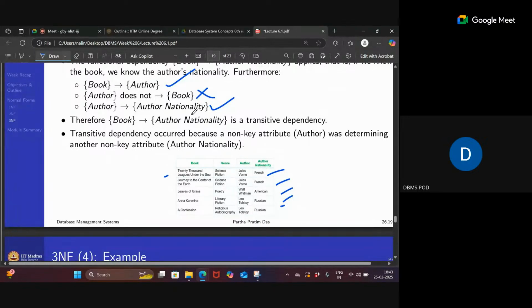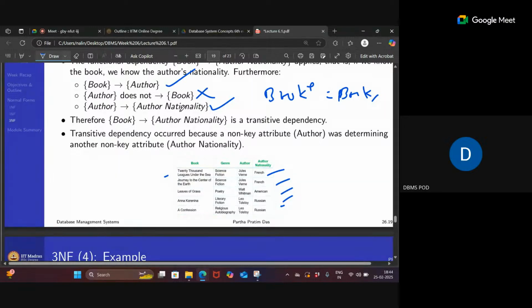So what is the primary key of our table? Book is the primary key, right? Book determines author and author determines the nationality. If we take the book closure, we will get book, author and author nationality. So book is the primary key of our table. Are you following, everyone? If you have any doubt, please ask. Following, right? Yes, ma'am. So what is the primary key here? Book. It determines author and author determines author nationality.